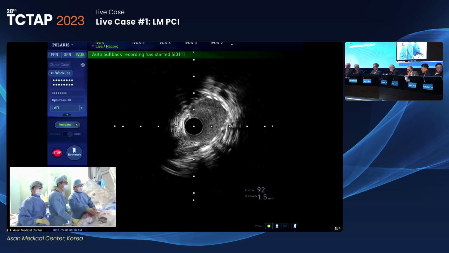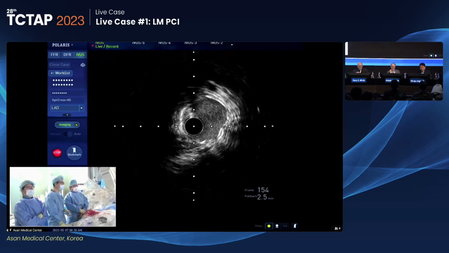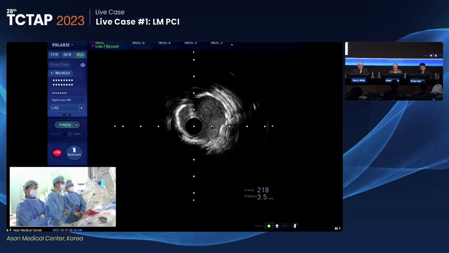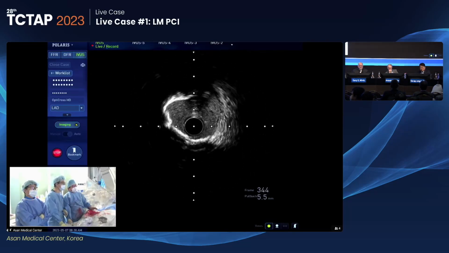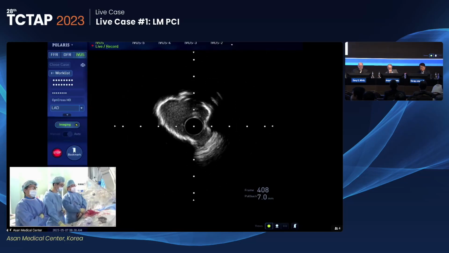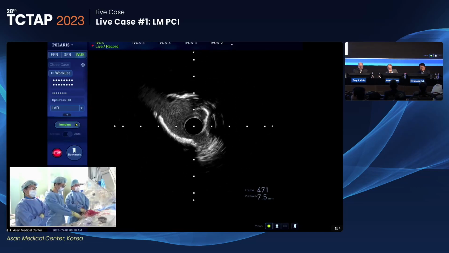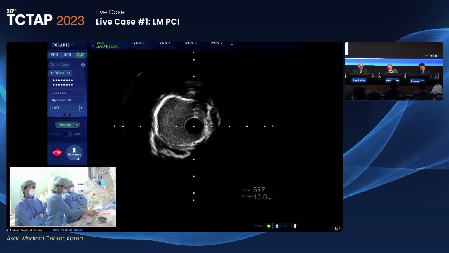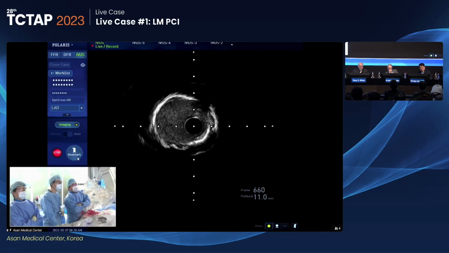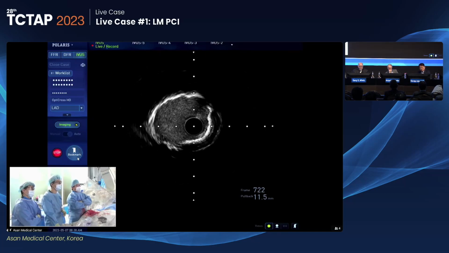I'm sorry? Suboptimal lesion. There's a stent in the LAD. He put one in already. Oh, he put one in already? Okay, I missed that somehow. Anyway, this is the stent in the LAD I already implanted. So this is just above the stent. The LAD vessel size is also not so small. Vessel size is around 4.0.